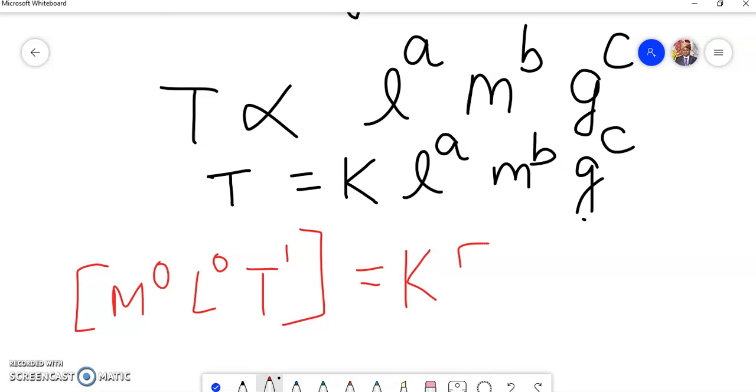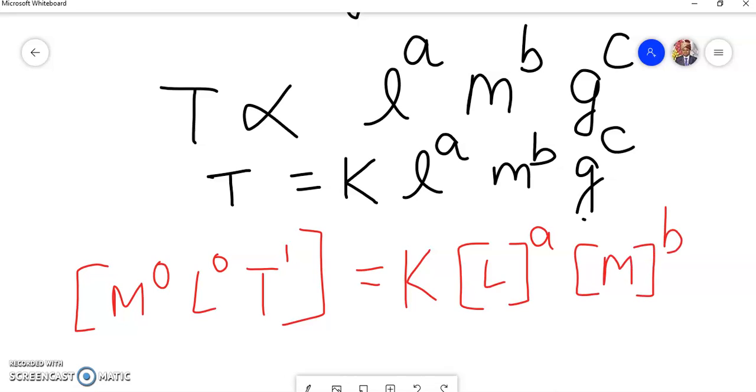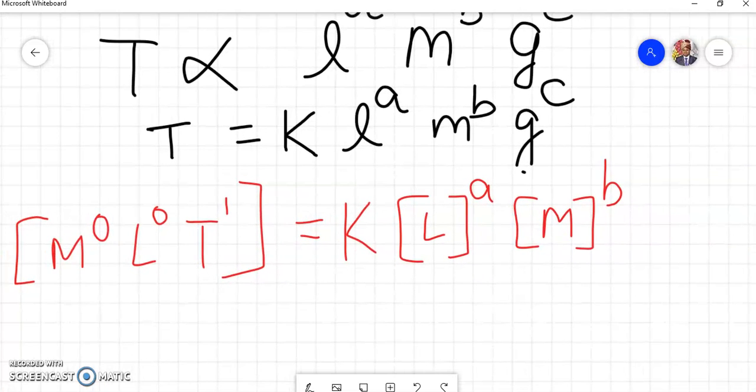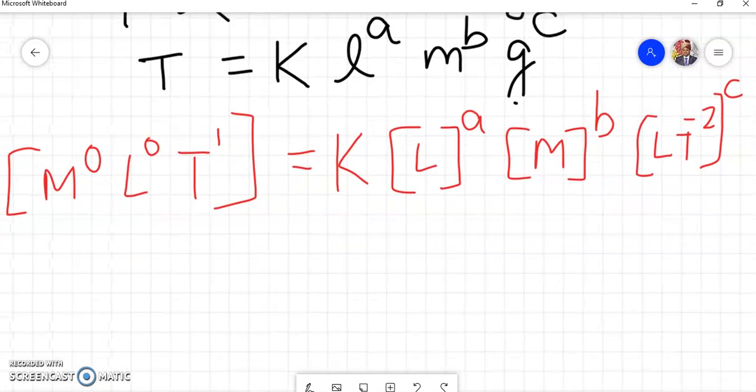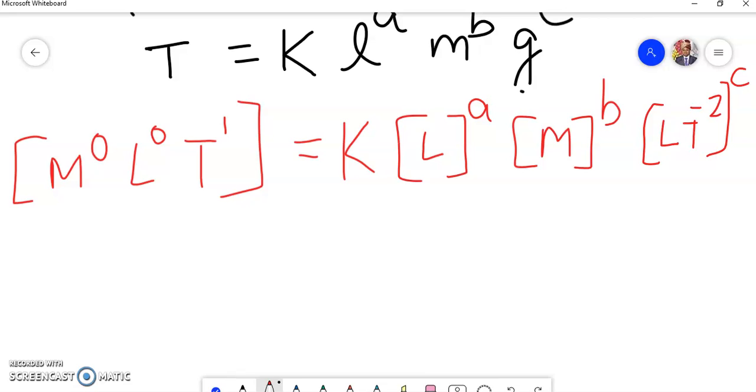Now length is L to the power A, mass is M to the power B, and lastly remaining is your acceleration due to gravity, which is nothing but L T to the power minus 2, and here the power is C. Now what do we do? We will collect the like terms together, solve and equate from both sides. See how it can be done?